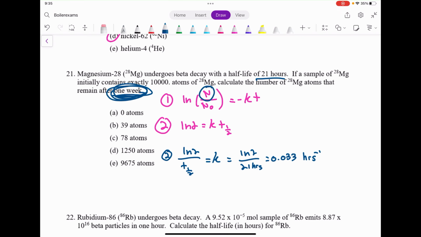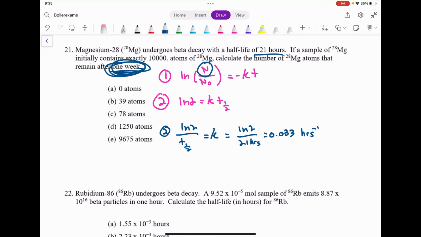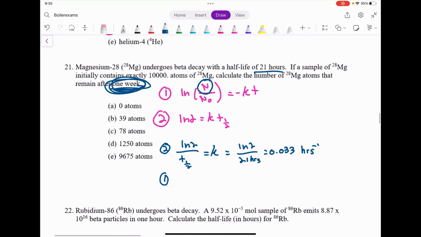They want how many are left after 1 week. So they want the final time unit to be in weeks, or we just have an inconsistency with our time units here. So let's be aware of that. Now that we have k, we can solve 1. Natural log of N is what we're solving for, so I'm going to leave that as unknown. N naught is how many there are initially, which is 10,000. They tell us that. And that is equal to negative the rate constant times the time.